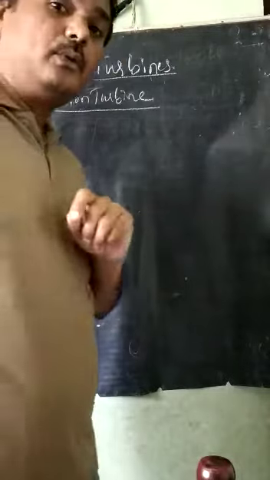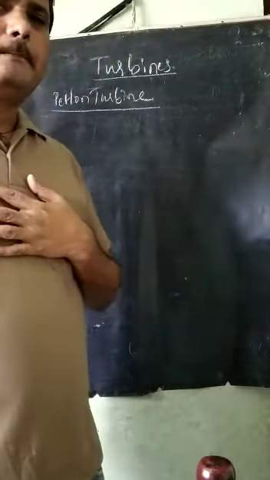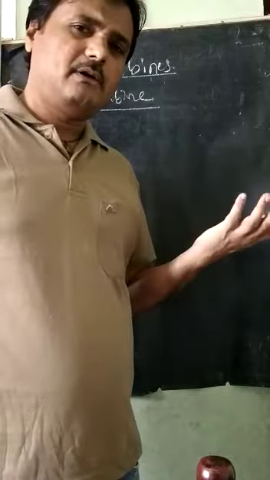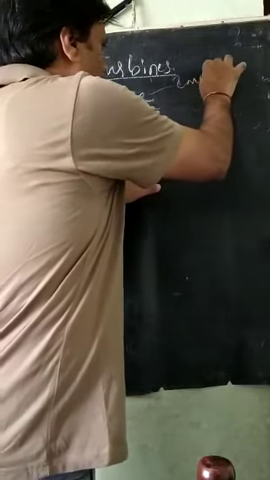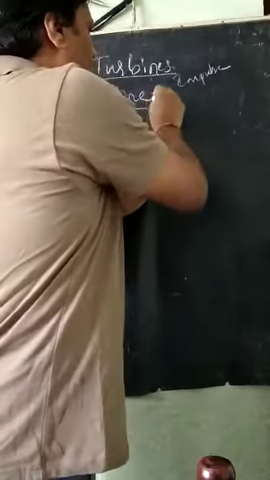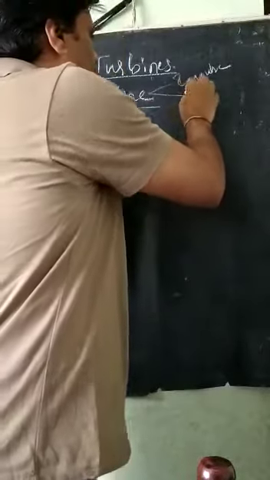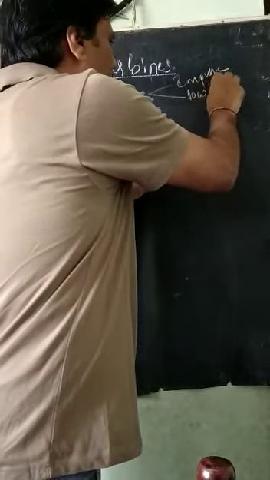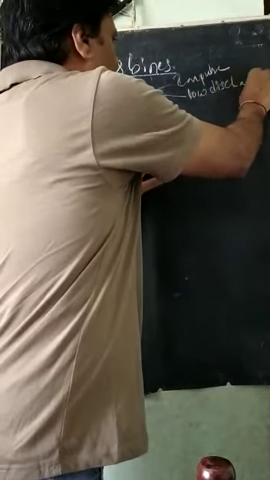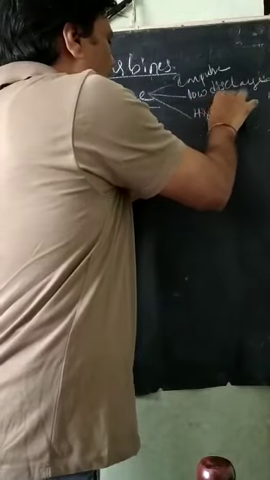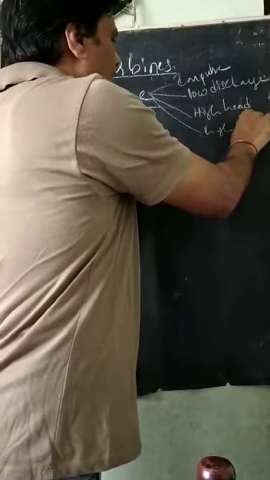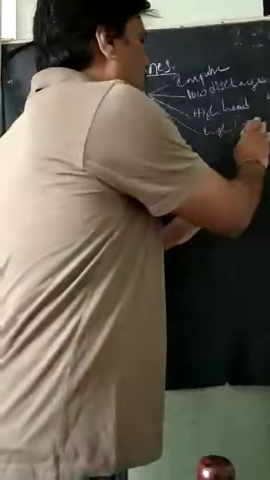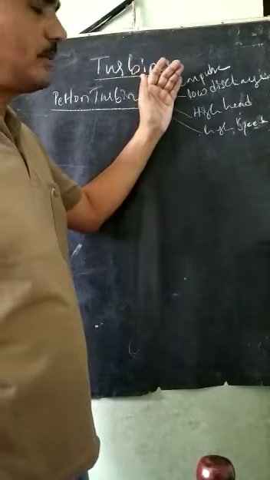First one, the Pelton wheel or Pelton turbine. As we have already classified, the Pelton turbine comes under the impulse turbines. It also works with low discharge, and it comes under high head, and the speed is also high. It comes under the category of impulse turbine.